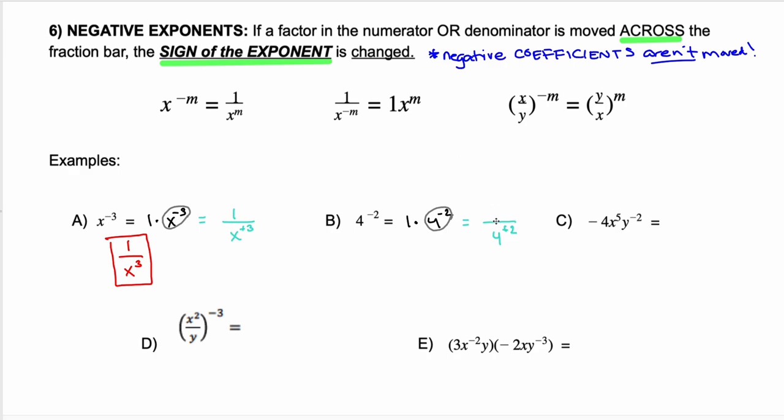The numerator has nothing in here, so what remains? The 1 was never touched because it never had a negative exponent, so that 1 stays in the numerator. Now we have 1 divided by 4 to the positive 2 power. This we can simplify. 4 to the positive 2 power is really 4 squared, which is 16. So we can rewrite this problem as 1 over 16.